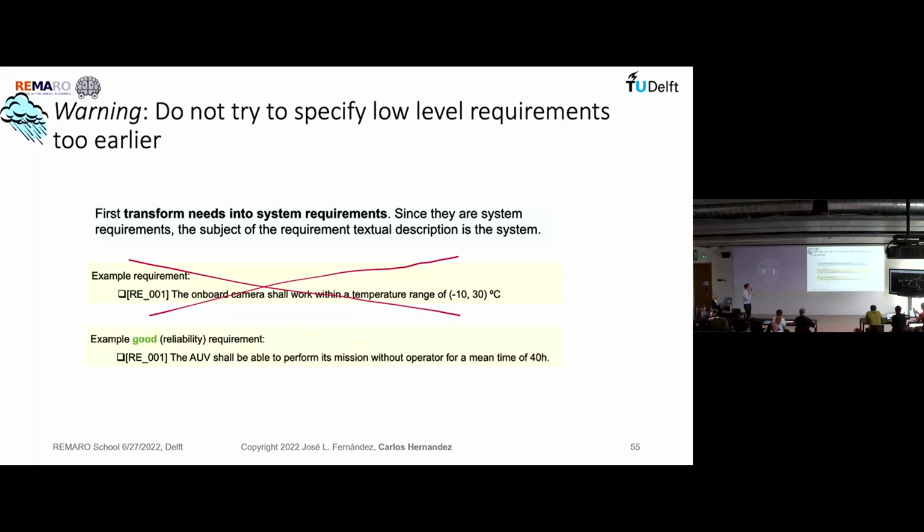This is the moment in which, if we are interested in reliability in our system, we start specifying, for example, the mean time that the robot needs to be able to operate without human intervention. This we can specify now, because we are discussing the needs of the stakeholders. So we have our system, the operator. We can specify what's the relationship between both, but not go into specifying now about the camera. So, an example of: don't try to specify low-level requirements too early, or you will mess up the reusability of your design.